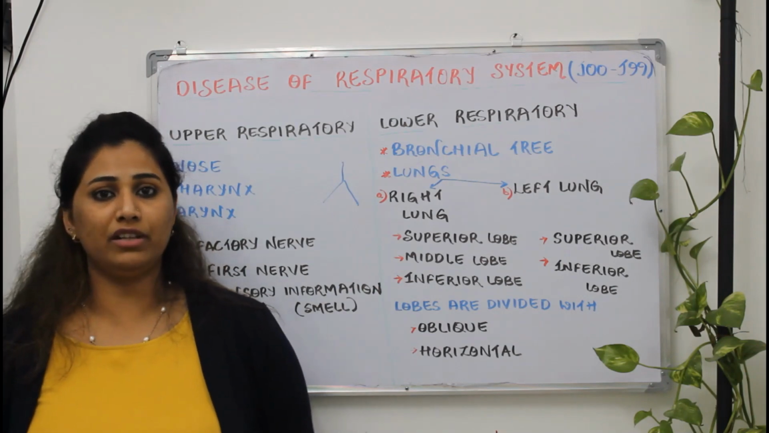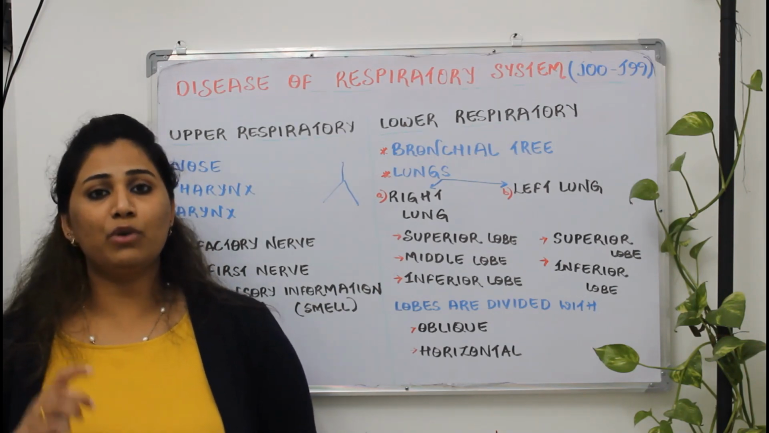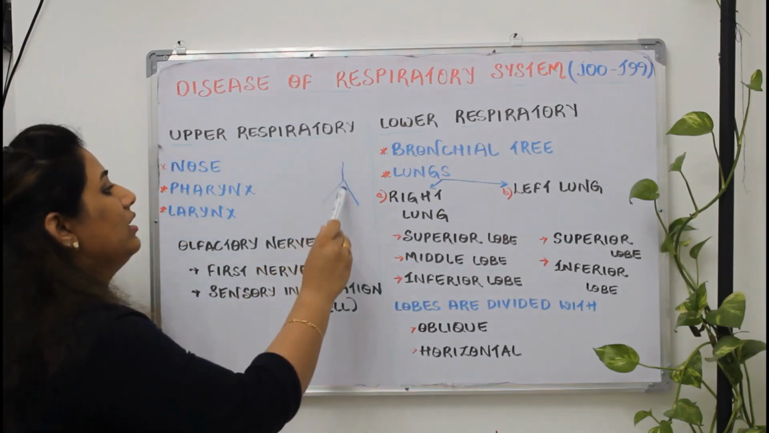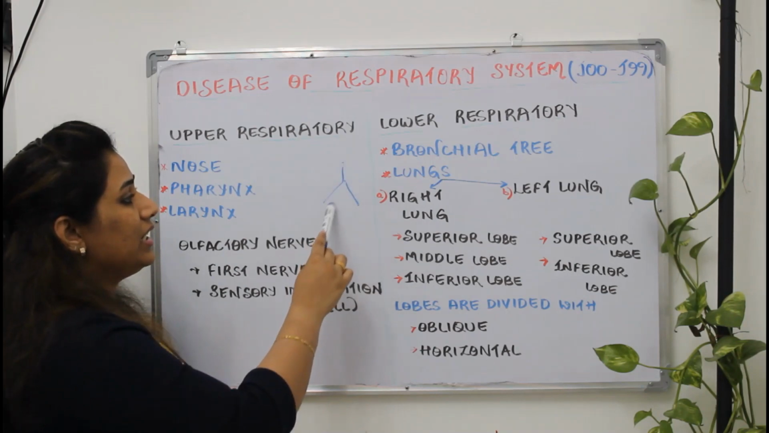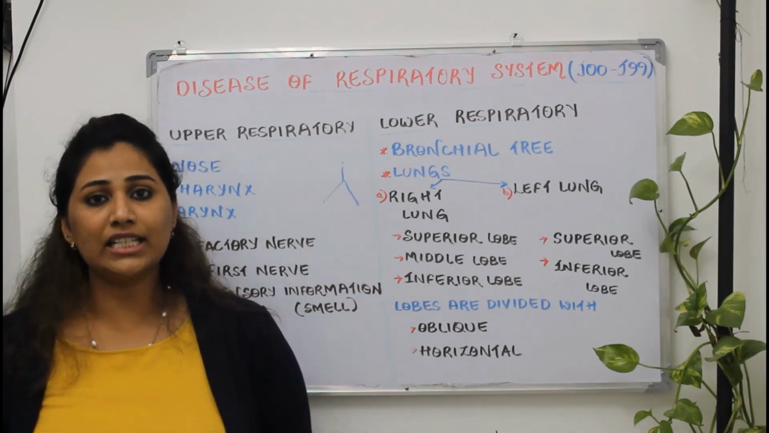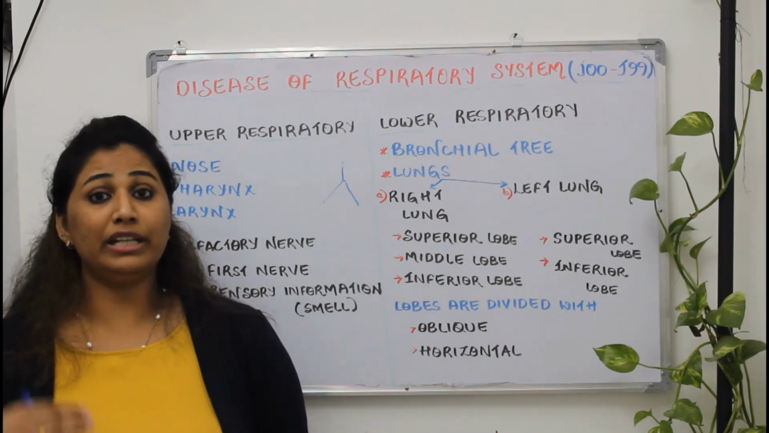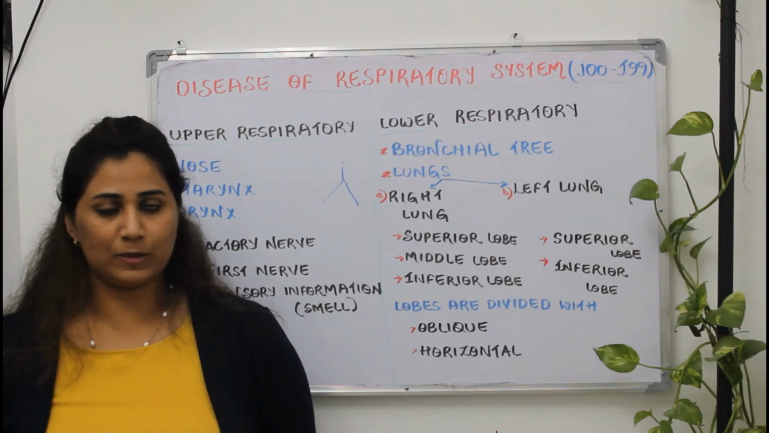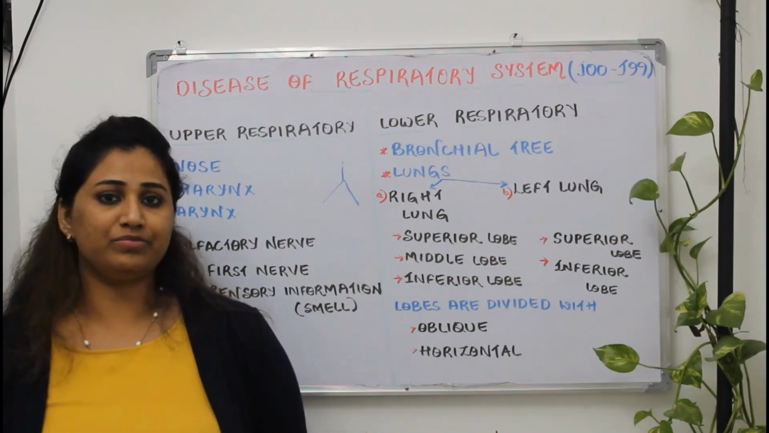In the lower respiratory tract, there are mainly two things: the bronchial tree and the lungs. In the bronchial tree, I have just drawn a symbolic thing here. The bronchial tree starts like this and becomes like branches: bronchi, bronchioles, and then come the alveoli. Alveoli is the place where the gas exchange happens. So this is nothing but the bronchial tree.